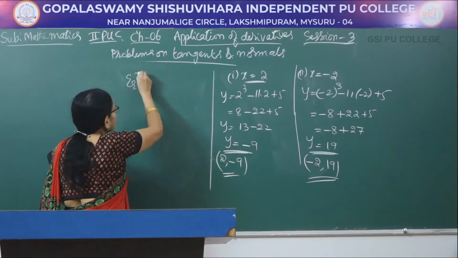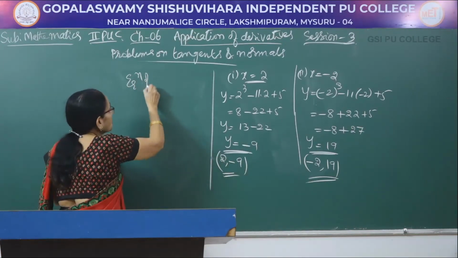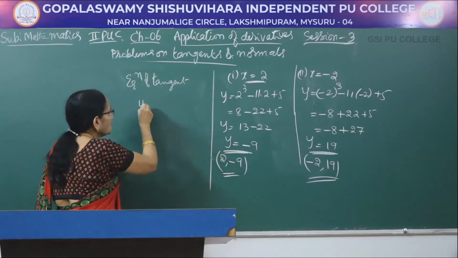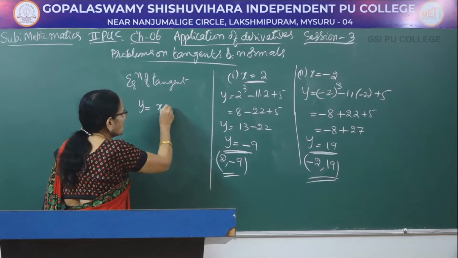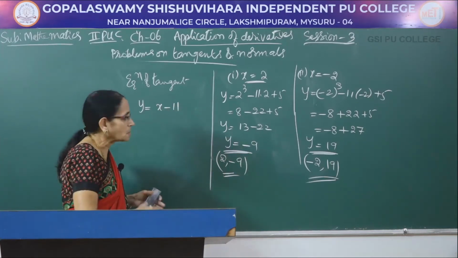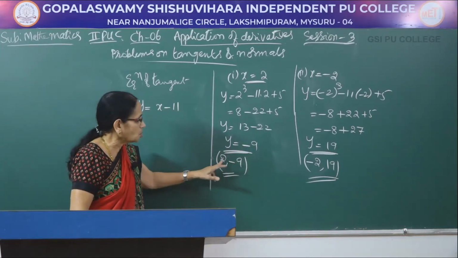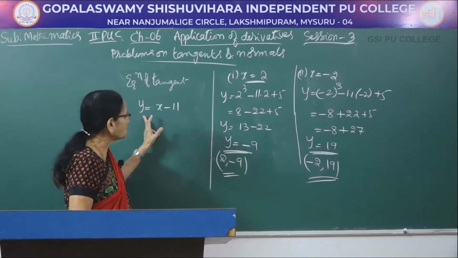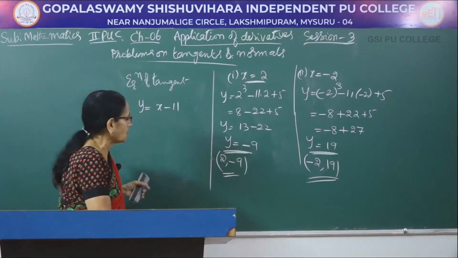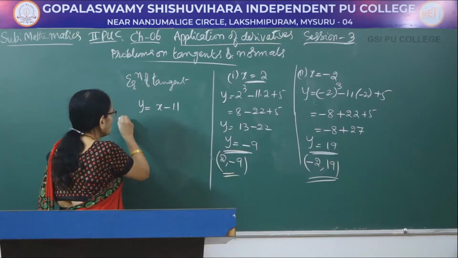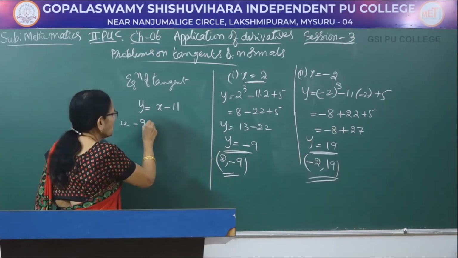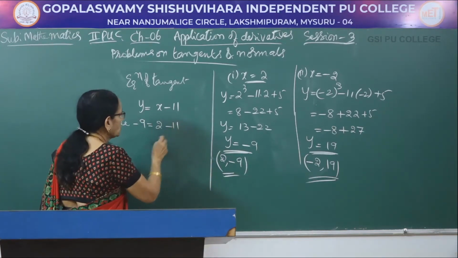Now, one calculation is extra in this one. What is the equation of the tangent? y is equal to x minus 11. Now, when you put x equal to 2 and y equal to minus 9, we should get the left hand side equal to the right hand side. First I will take the first point: minus 9 equal to 2 minus 11.